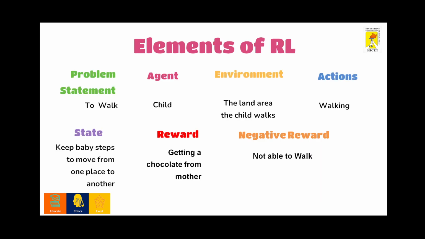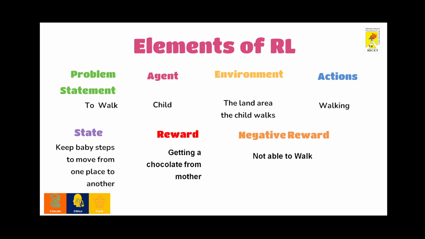Now, let me associate the walking of an infant with the example of reinforcement learning. So the various elements of reinforcement learning are problem statement, agent, environment, actions, state, reward, negative reward. Now let us take the example of a child walking with the concept of reinforcement learning. Reinforcement learning is the one which always deals with trial and error method. The child cannot walk perfectly on the first attempt. So obviously it has to go through many trial and errors. It will look into the environment, learn things, and then execute its plan. And the problem statement for this problem is walking of a child.